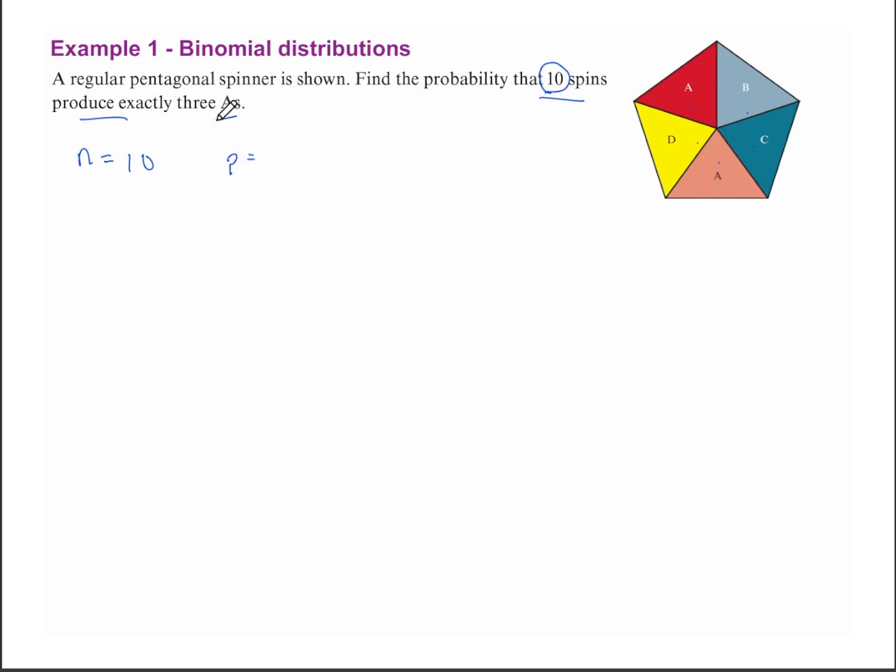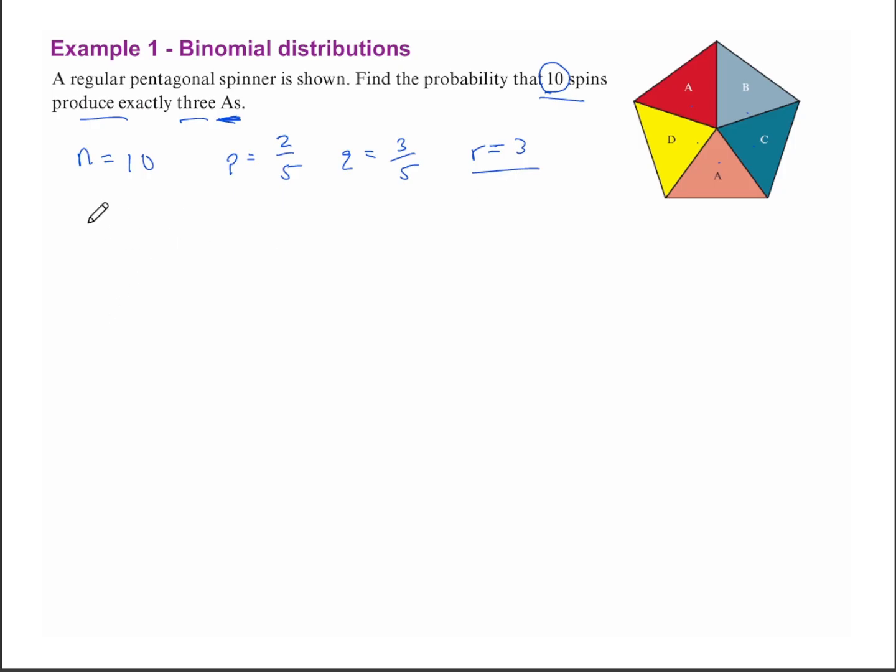Here we want to produce A's. That will be our success. And we have 2 A's out of these 5 options. Therefore, the probability of success will be 2 over 5. And as a result, the probability of failure will be the rest, which is 3 over 5. Then we want exactly 3 A's. So we want our R, or successes, to be 3.